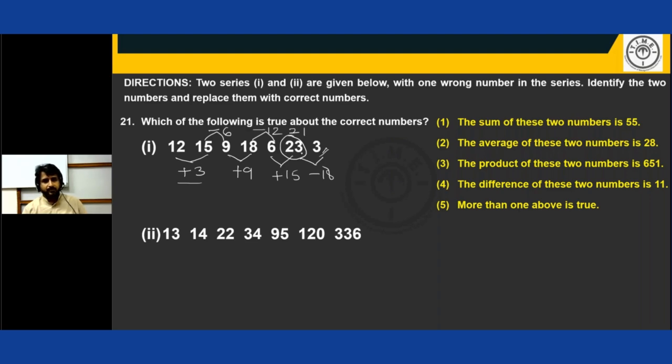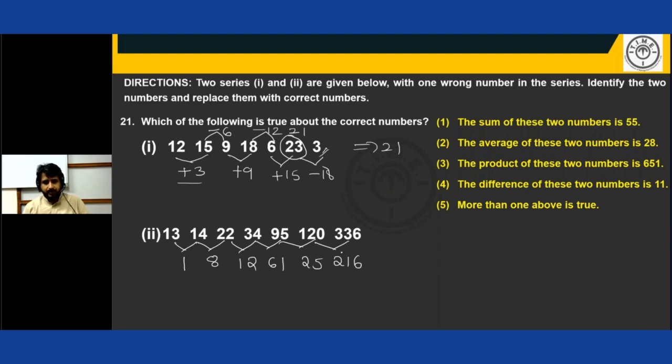So in the first case, what is the wrong number? 23. The wrong number is 23 and the correct number is 21. Next, let's come to the second series. 13 and 14, difference is 1. 14 and 22, difference is 8. 22 and 34, difference is 12. 34 and 95, difference is 61. 95 and 120, difference is 25. 120 and 336, difference is 216.